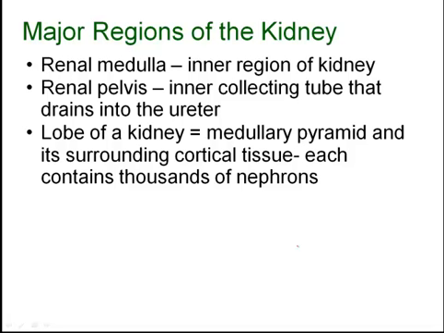So the renal medulla is that inner region of the kidney. The renal pelvis, there are collecting tubes inside the kidney that are going to take in all of the urine and send it down to the ureter. And then actually your kidney is separated into lobes. And each of those has a medullary pyramid in there, and inside each of those pyramids are thousands and thousands of these things called nephrons. And we'll talk about what the nephron does.